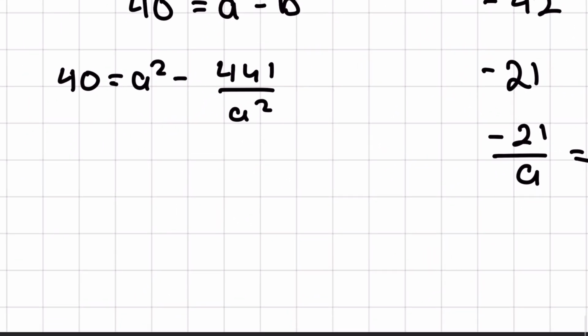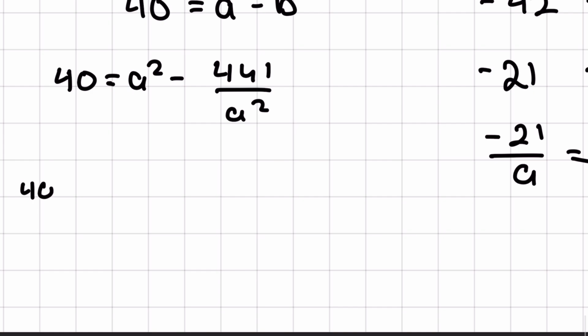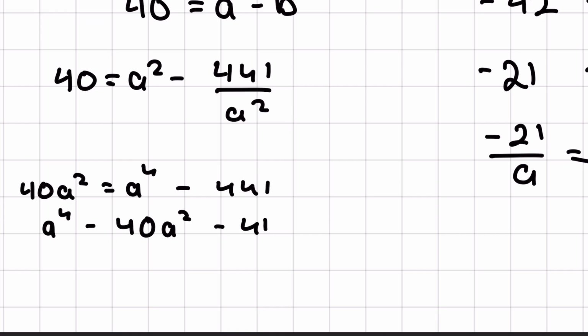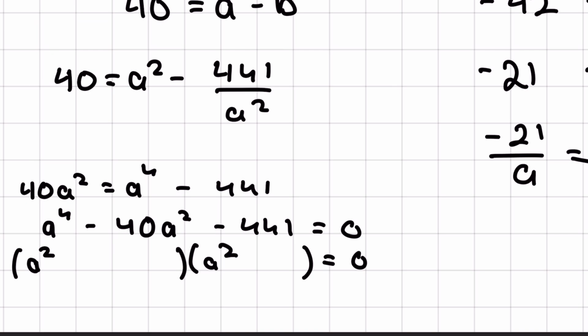So now I'm going to multiply everything by a squared. 40a squared equals a to the 4 minus 441. I'll rearrange this. a to the 4 minus 40a squared, take away 441 equals 0. We're going to look to factorize this. So a squared, 441, we're looking at, I think, 49 times 9. Yes, we've got minus 49 plus 9.